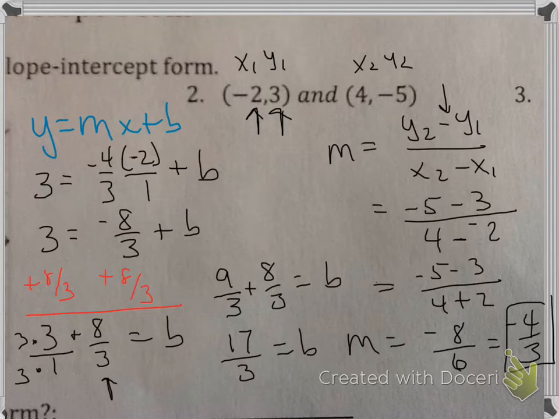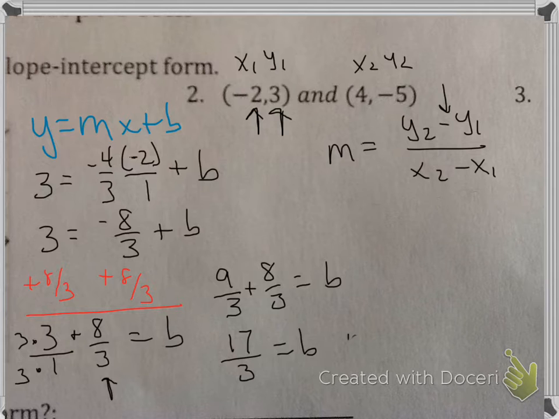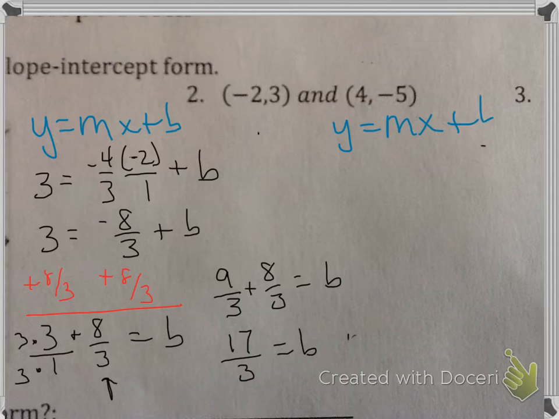So let's come up with an equation. Alright, so I'm going to erase this. And then we're going to just put our equation together. So here we go. y equals mx plus b. Alright, my slope was negative 4/3, remember? We'll put the x, and then my y-intercept is going to be a plus 17/3. And this is our answer.